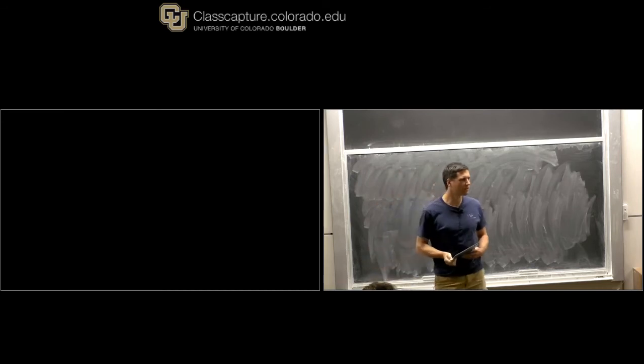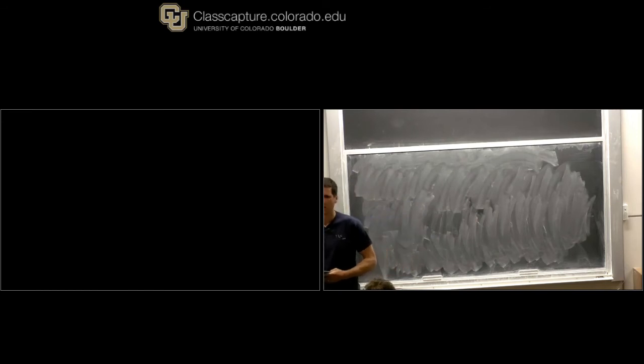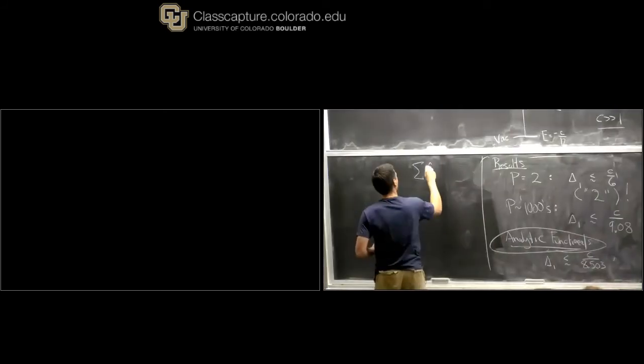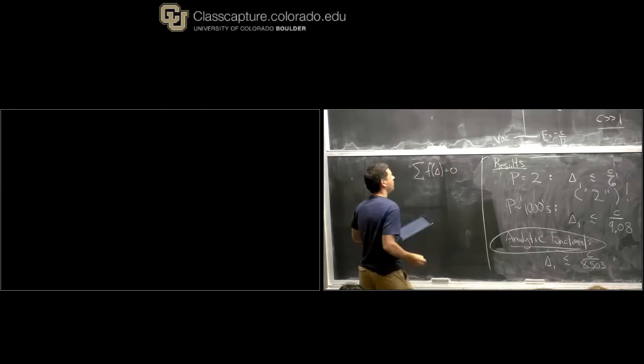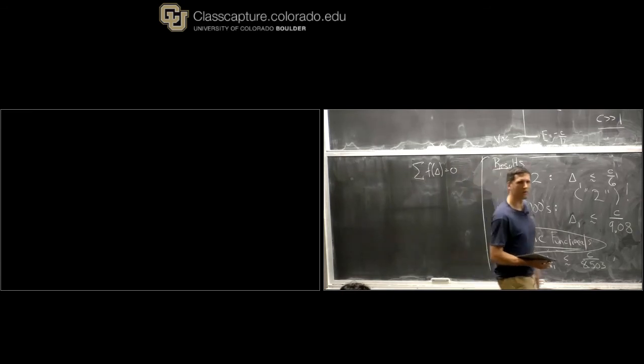Questions at this point before I go on to the analytics? Yeah. Why does unitarity enter this argument? Yeah, it was used. It was important that when we had this sum f of delta equals 0, unitarity here is the statement that this is a sum of positive numbers. If you had a non-unitary theory, you might have negative norm states that show up here and give you minuses in this partition function, and then you wouldn't be able to prove these bounds.